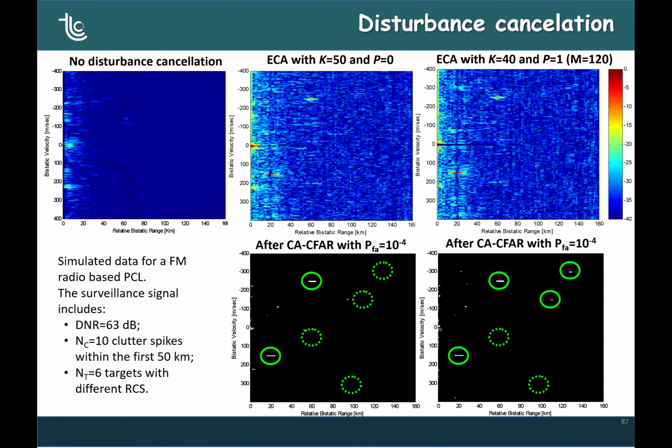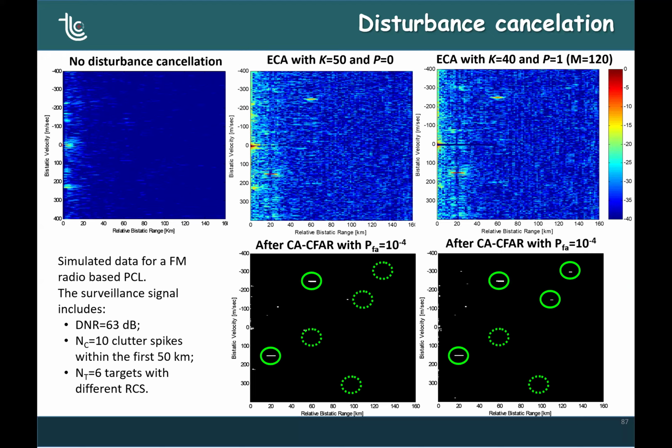I show you some preliminary results, then I will go into details, but now we have a break. You see here a map where on the x-axis we have the bistatic range, and on the y-axis the bistatic velocity. You see that here you cannot recognize whether there is a target or not, and also where the clutter is.